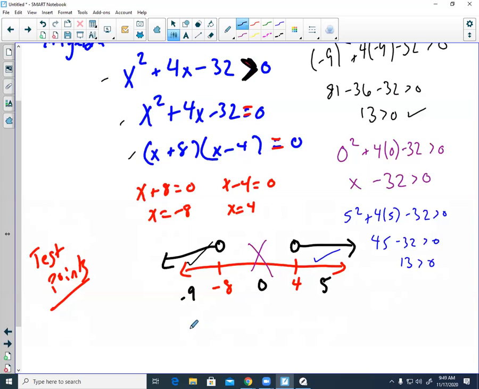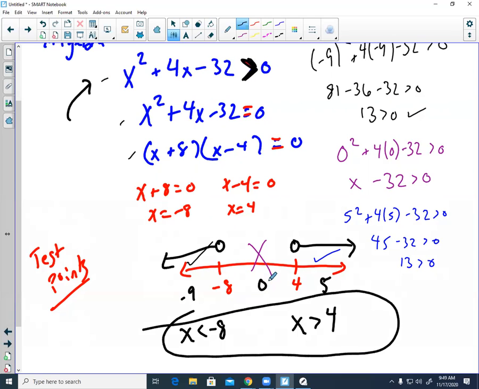So this one right here is specifically telling me that x is less than negative 8. And this one right here is telling me specifically that x is greater than 4. So this is telling me that any number smaller than negative 8 or any number bigger than 4 will satisfy this equation. This is the answer that I'm looking for. So if you pick negative 10, that would work. If you pick negative 50, that would work. If you picked 2, that would not work because 2 is not smaller than negative 8 and 2 is not bigger than 4. All right?